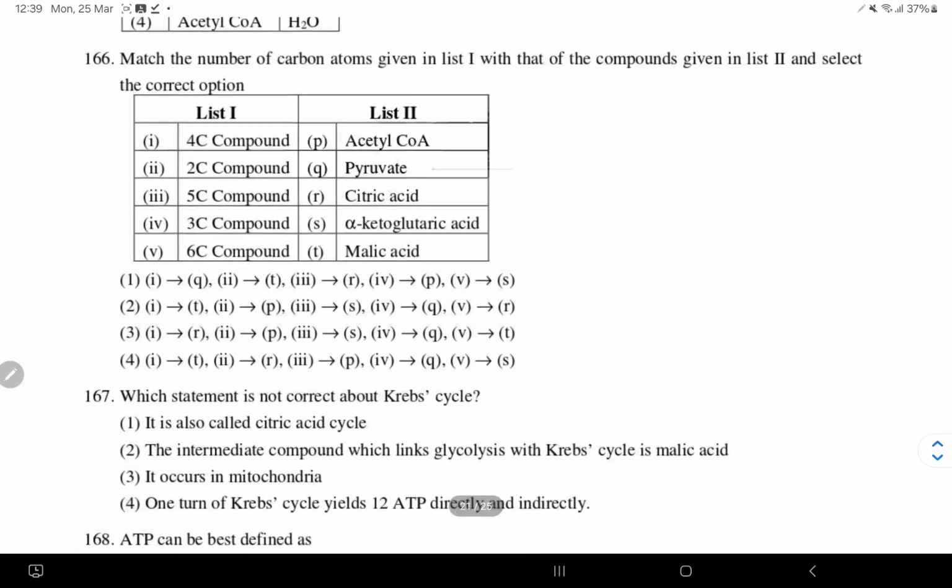Carbon atoms from the list 1 and 2. 4 carbon is malic acid. So 1 is T. 2 carbon is acetyl CoA. 2 is P. 5 carbon is alpha ketoglutaric acid. 3 carbon is pyruvate. 6 carbon is citric acid. So option 2 is right.